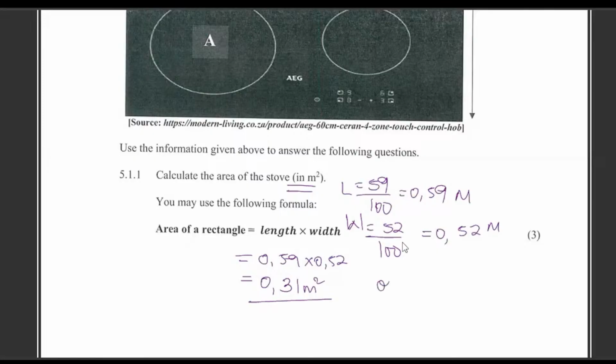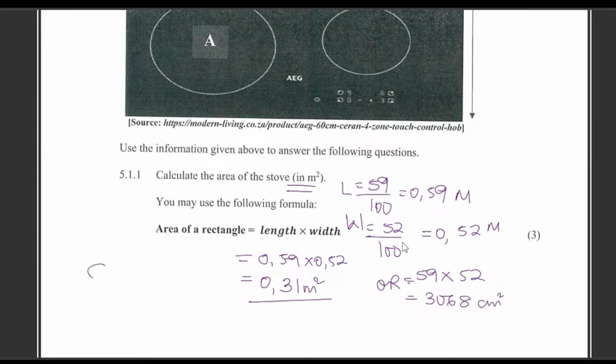Or someone else, but this one is confusing. Someone else would have done that, 59 times 52. But remember, these are centimeters squared. So you end up having the answer as 30,068. These are centimeters, what? Square. We need the answer in meters.